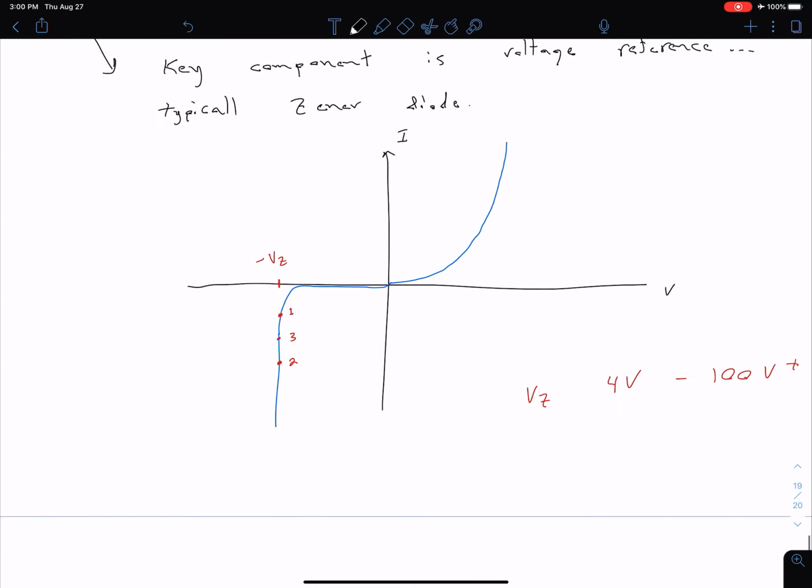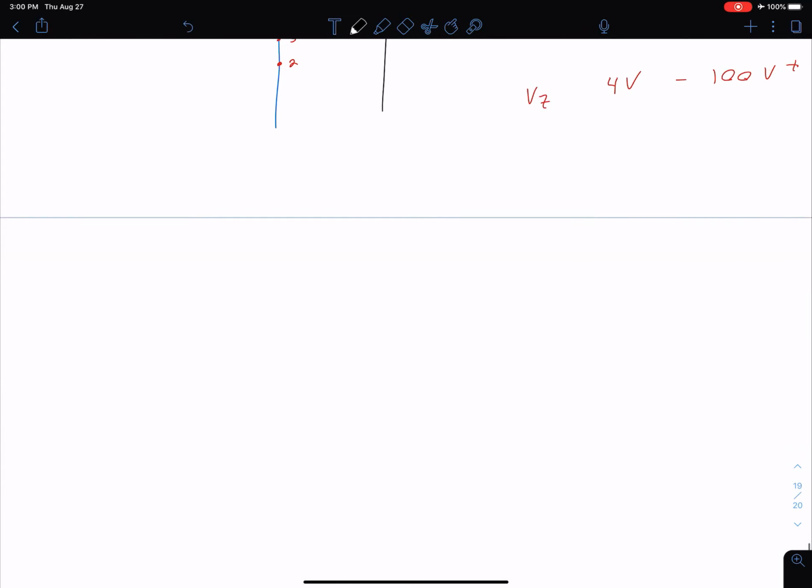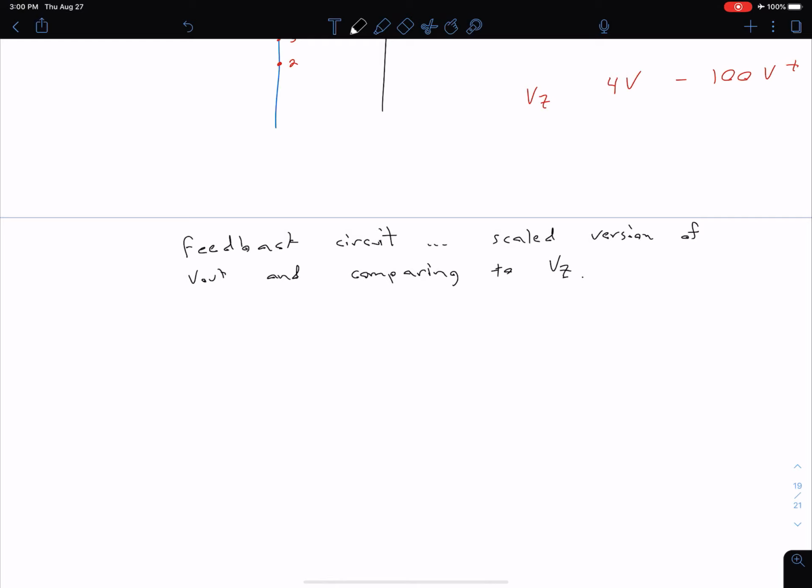What we're going to see in the next video is that we create a feedback circuit where we take a scaled version of the output and compare it to that Zener voltage, and from there we can make adjustments. So let me write this out. We're taking a scaled version of Vout, and we're comparing it to our reference, which is our Zener diode voltage.